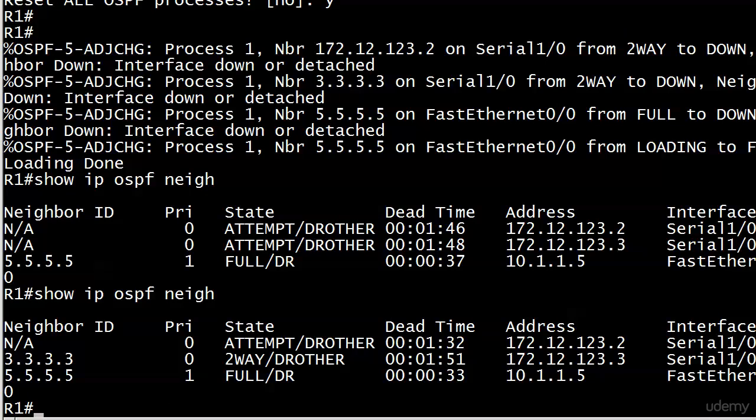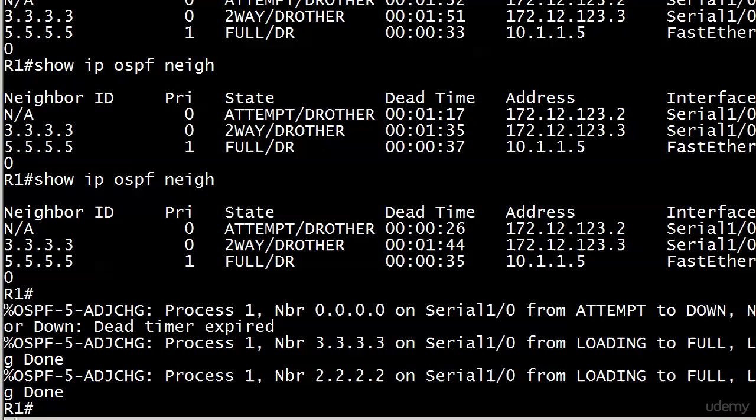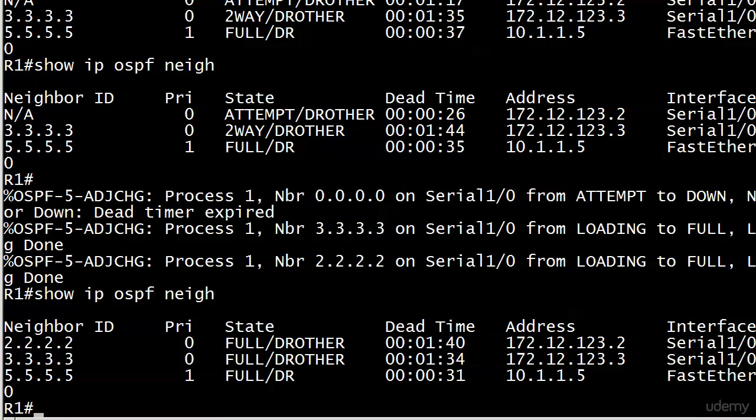Let me go ahead and pause this until the adjacency comes all the way up. And after a dramatic pause, you can see that we did have a dead timer expire on that neighbor 0.0.0.0. I've seen that occasionally when you're doing a RID change like this, especially on an NBMA network, but you can see then the neighbors 3.3.3.3 and 2.2.2.2 came up. And so now we see what we expect to see when we run show ip ospf neighbor. Again, both routers 2 and 3 are DR others. We see their priority was set to 0, so we like that. And of course, our neighbor IDs, we've got 2.2.2.2 and 3.3.3.3, which is what we expect to see.